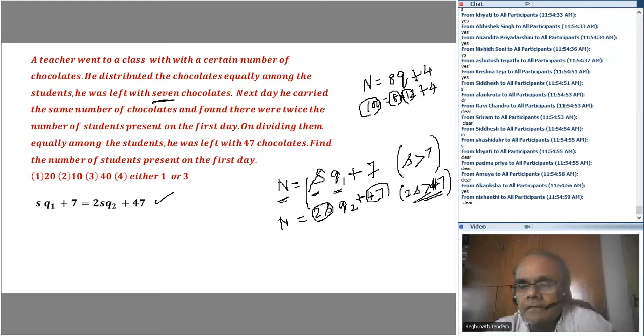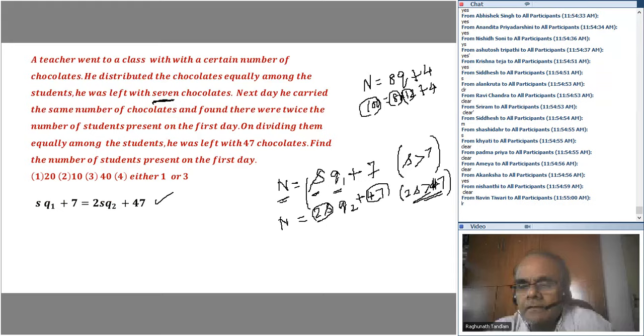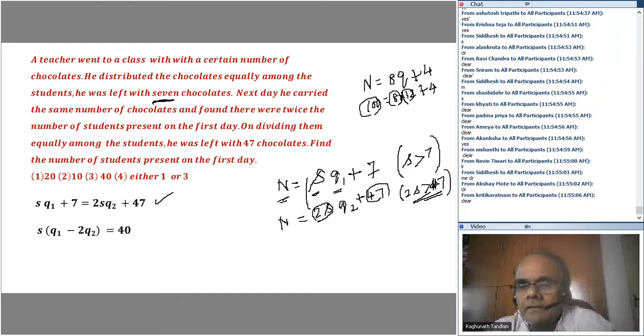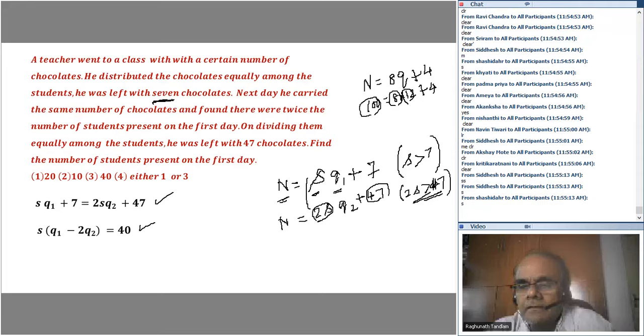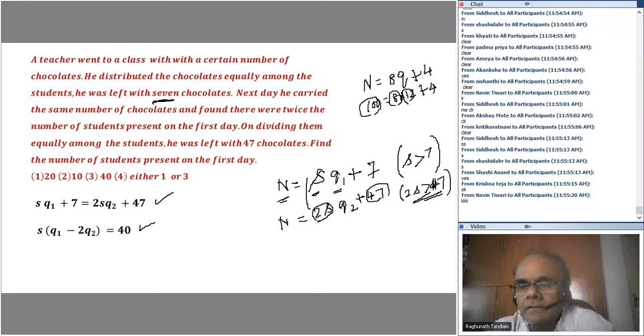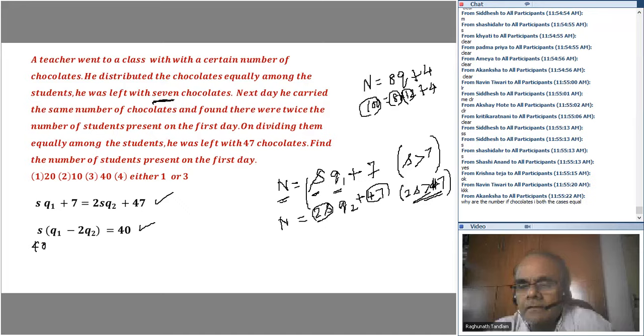From rearranging this, what do you get? S into Q1 minus 2Q2 equals 40. Are we clear with the next step? It's only rearranging this. Then 40 into 1, 20 into 2, not possible. Why?